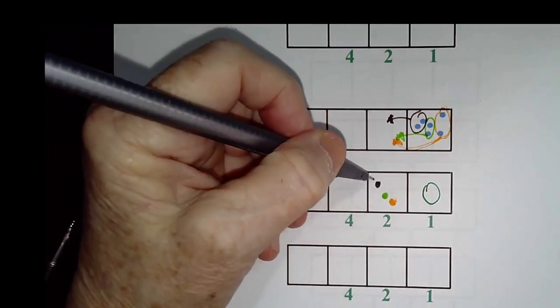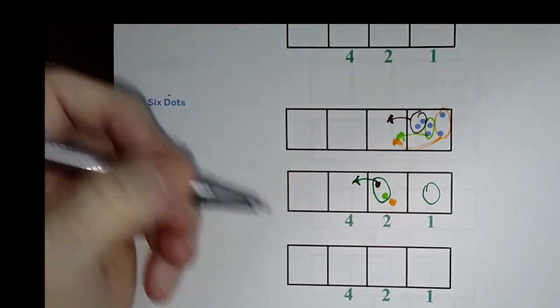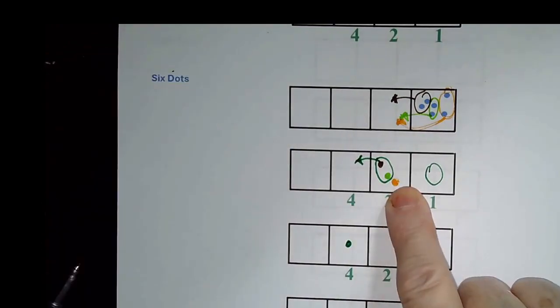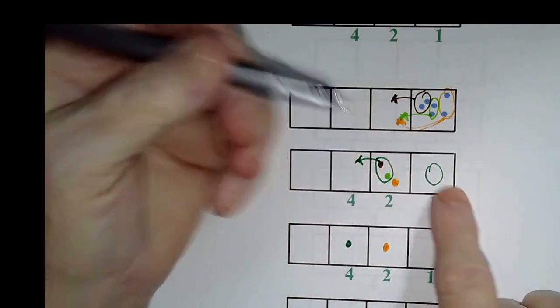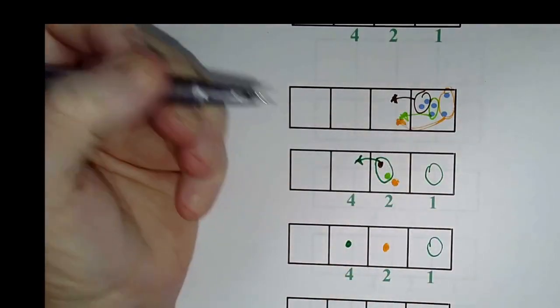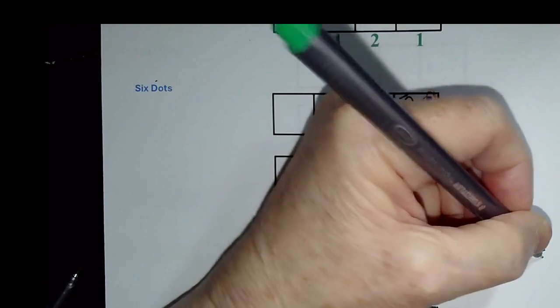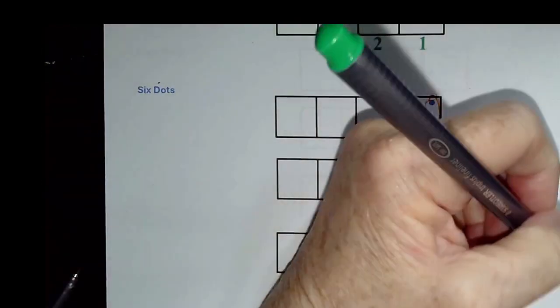Now we can explode 2 of these dots into the fours place. So we get 1. We still have a dot left in the twos place. We have no dots left in the ones place. And that means that 6 dots is equal to the number 110.